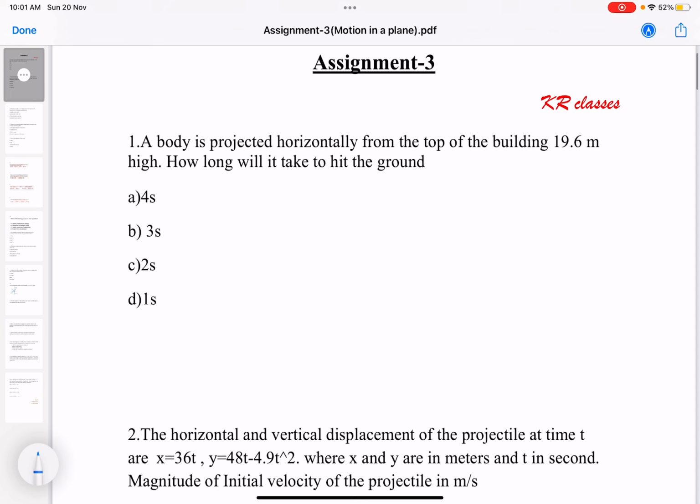The first question is, a body is projected horizontally from the top of a building 19.6 meters high. Consider this is the earth. A person is there on the top of a building like this, throwing this particle horizontally. He has given the horizontal velocity as 19.6 meters per second. Whenever you see the word horizontally, it means the initial vertical component of velocity equals 0.